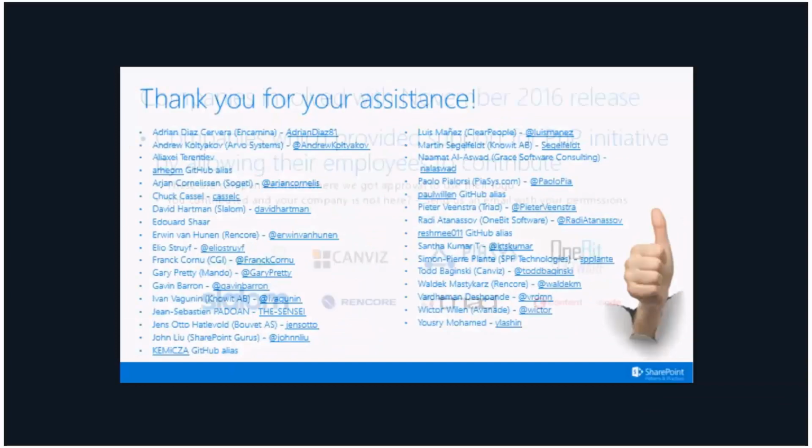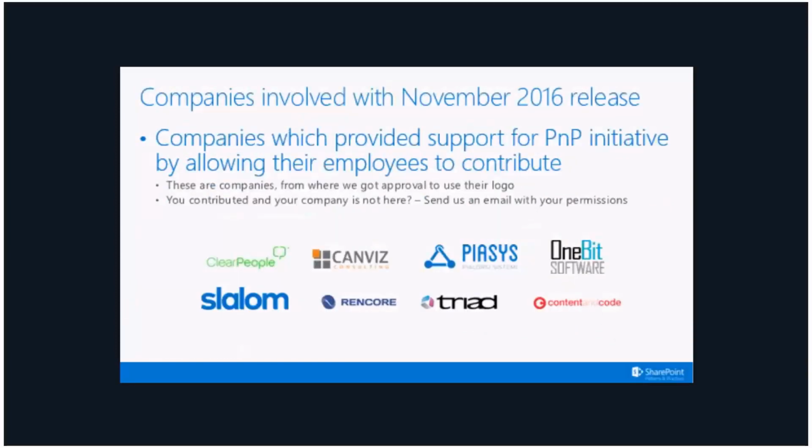From a company perspective, this is updated based on, at least to my knowledge, the latest contributions. These are the companies who explicitly gave us permission to use their logos because their people were contributing to PnP within the last month. There's a typical set of companies where some of our core team MVPs work, but there are a few additional ones who contributed as well. So thank you enormously for letting people work on open source for the benefit of others within the community.